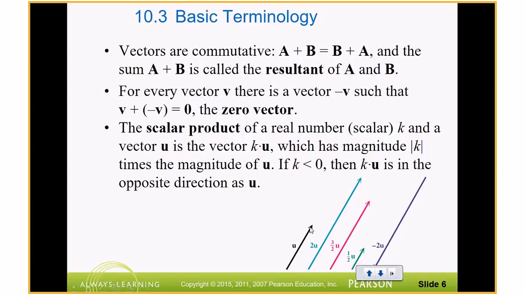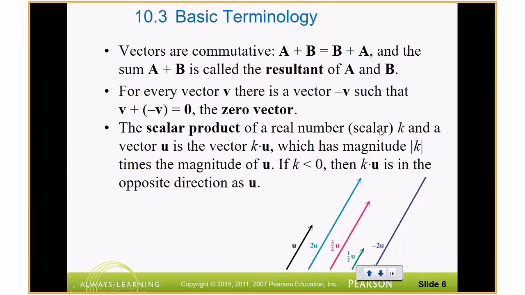Here's the basic vector u. 2u would be 2 times that, which would be up here. 3 halves would be 1.5 times. Half of u would be half of that black line. And negative 2u would be that line going backwards multiplied by 2. So just remember a scalar. Scalar, just put scalar equals multiply.